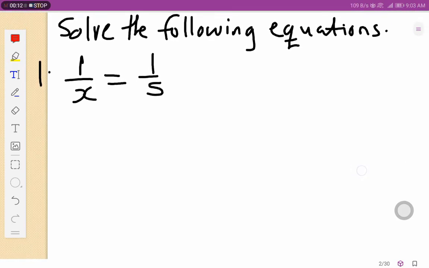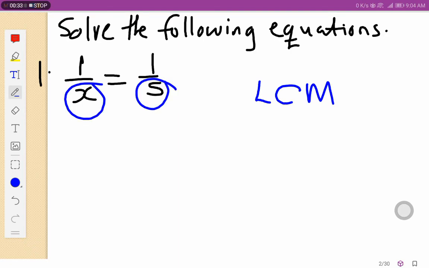Today I want us to look at solving equations that have got some fractions. Here I've got this problem and I want us to solve it. What we can do is identify the lowest common multiple for 5 and for x. It's very easy to just multiply those two, and we can say our lowest common multiple for our denominators is 5x.